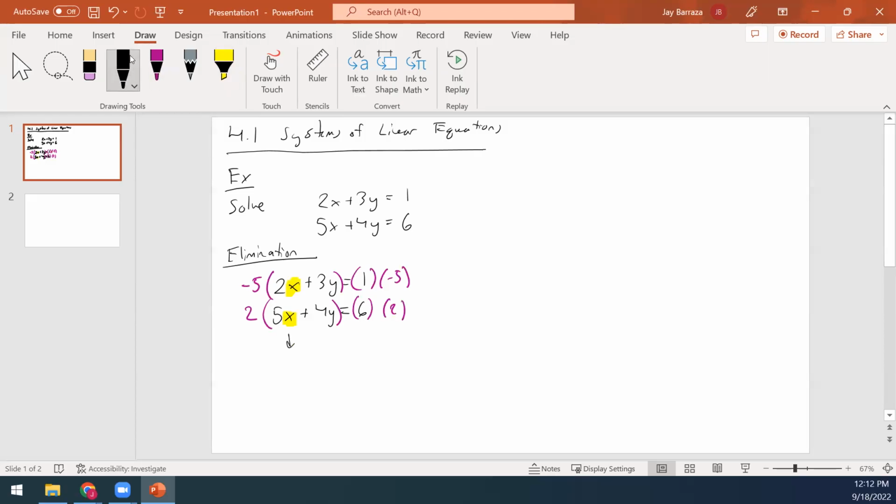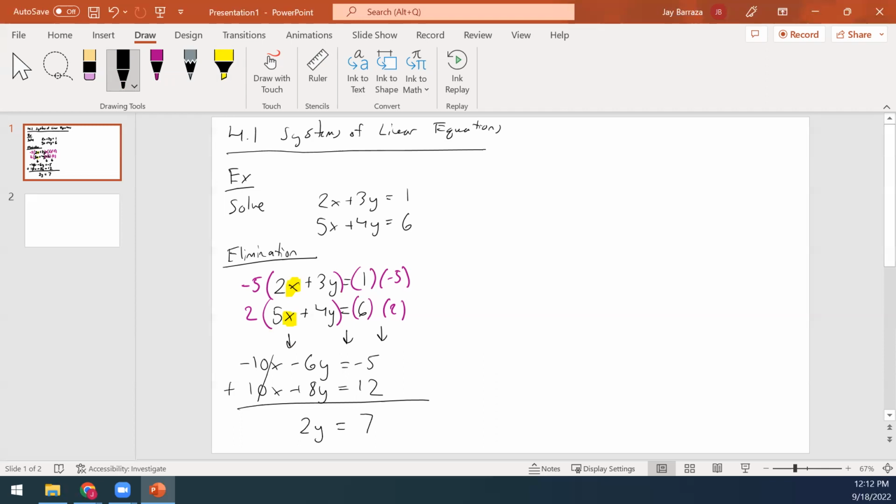Then you just multiply across, and you get -10x minus 6y equals -5, and 10x plus 8y equals 12. From there, you add them together, and the first column cancels out, as it should. Then I get 2y equals 7. Are there any questions on that step right there?